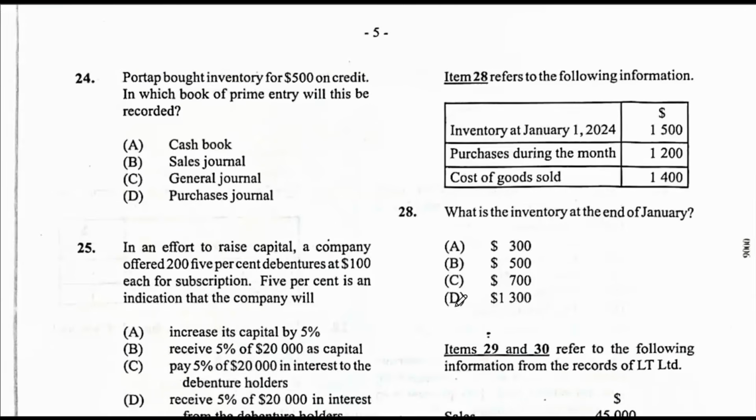Moving on to question 24. Porter bought inventory for $500 on credit. In which book of prime entry will this be recorded? Now, when you purchase goods on credit, this will be recorded in your purchases journal.